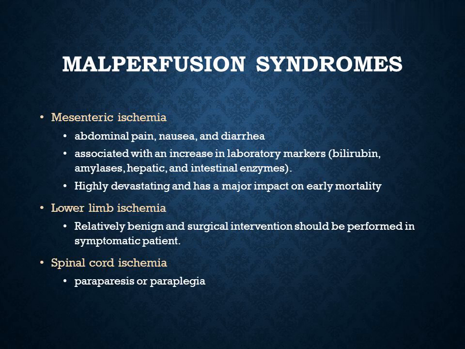Malperfusion syndromes. Mesenteric ischemia: abdominal pain, nausea, and diarrhea, associated with an increase in laboratory markers: bilirubin, amylases, hepatic and intestinal enzymes. Highly devastating and has a major impact on early mortality. Lower limb ischemia: relatively benign, and surgical intervention should be performed in symptomatic patients. Spinal cord ischemia: paraparesis or paraplegia.